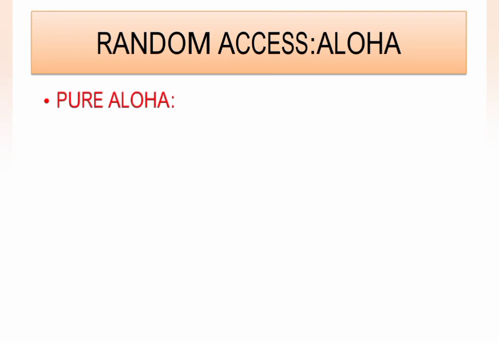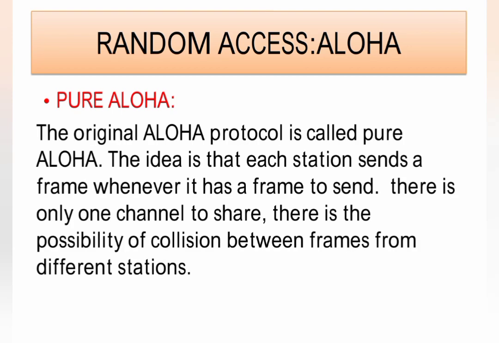So there are two types of ALOHA, that is pure ALOHA and slotted ALOHA. First of all we will see pure ALOHA. The original ALOHA protocol is called pure ALOHA. The idea here is that each station can send a frame whenever it has a frame to transmit through the channel. So there is only one channel to share. There is a possibility of collision between the frames from different stations.